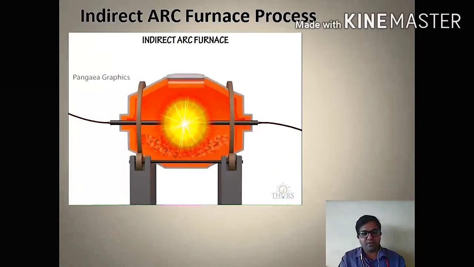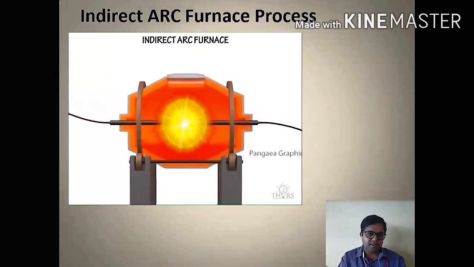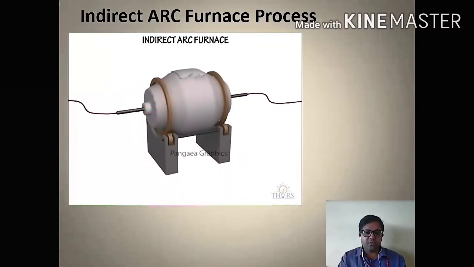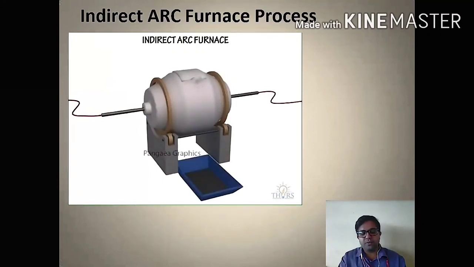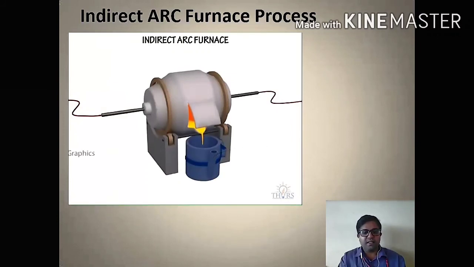Once an arc is struck between the electrodes, what is happening? The heat is transferred to the metal pieces, and the metal pieces will get heated up, which will turn into molten metal. And after converting the metal pieces into molten metal, we are going to remove the electrodes, and we are going to take the slag out of the furnace chamber, and then we are going to pour the molten metal inside some vessel. So this is how the indirect arc heating works.